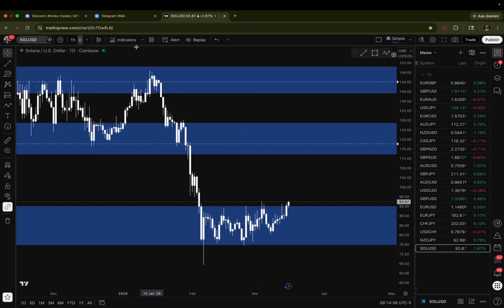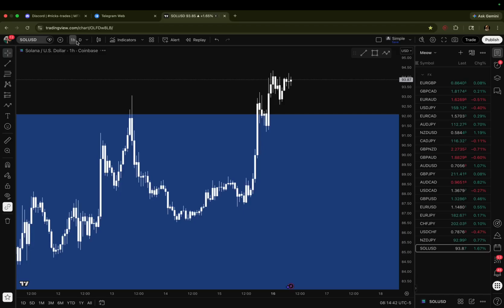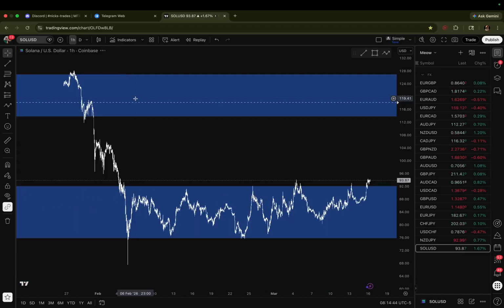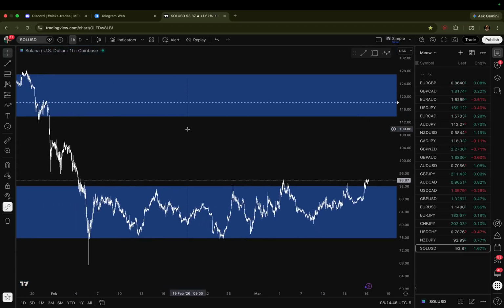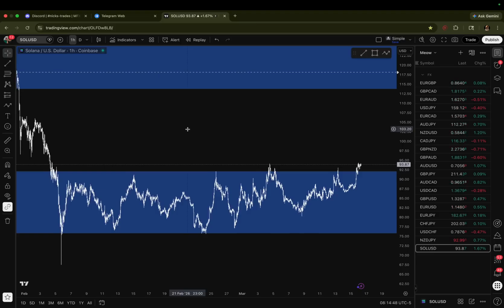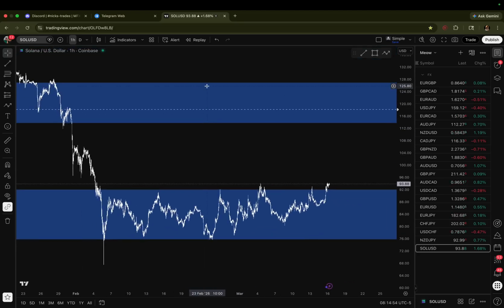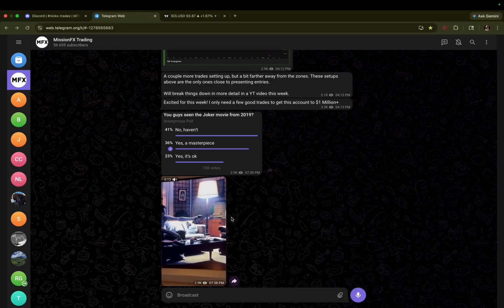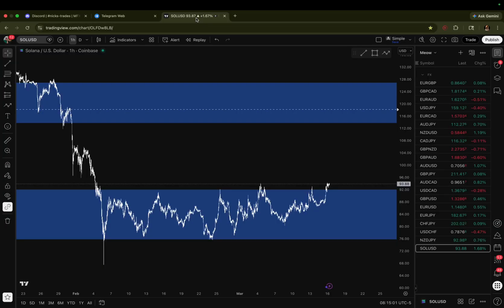So the last thing here is Solana US dollar. As you guys know, I've been long on Solana for the past 6 months. I made about $2 million last year from just cryptocurrency alone, not counting Forex, not counting stocks, not counting my business here at Mission FX. Just from crypto, I did like 1.975 million last year. So I posted that all on Telegram. I posted my full P&L from my exchange.